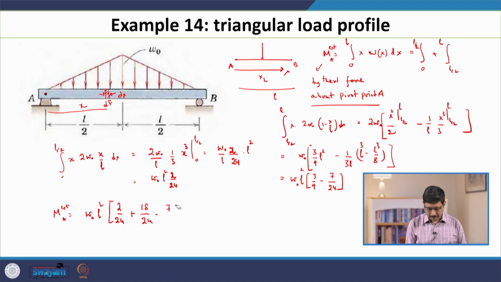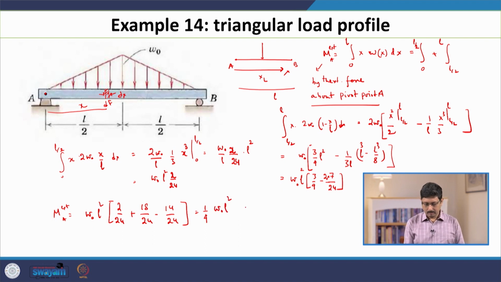So, this is not 7 because there is a factor of 2, this 2 which was inside. So this must be 2 into 7, because of this 2 inside. So this must be 14 by 24, and if you simplify this, you will get 1 by 4. So the total torque is 1 by 4 W naught L square.